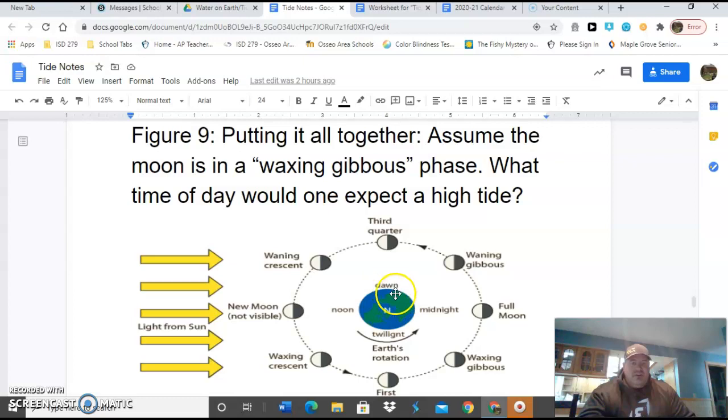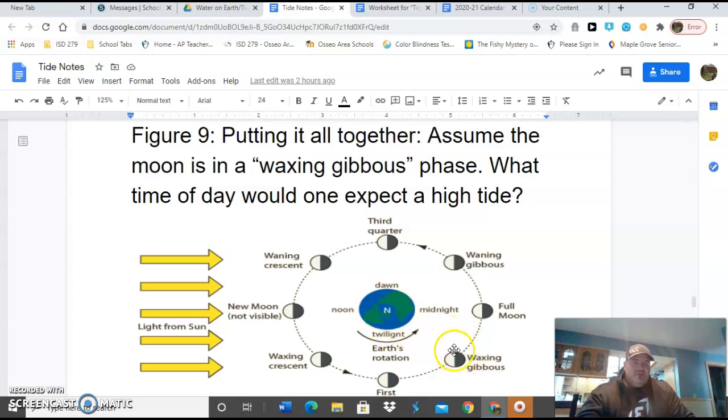So we have dawn, and remember, we're rotating this way. You sit there and the sun comes up. But really what's happening is the sun is sitting still, and you are just rotating to meet the sun. There's dawn. Let's just say it's 6 a.m. And then by noon, you are facing the sun directly overhead. And then by evening, by twilight, 6 p.m., you're rotating away from it, and then you've got midnight.